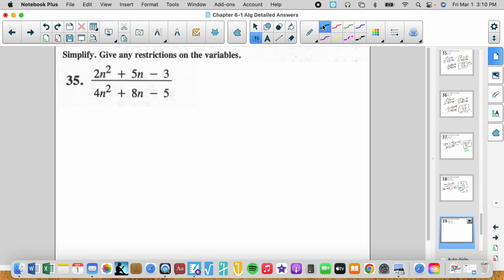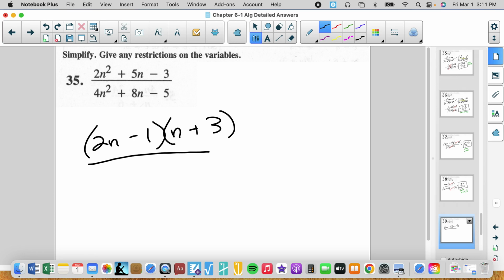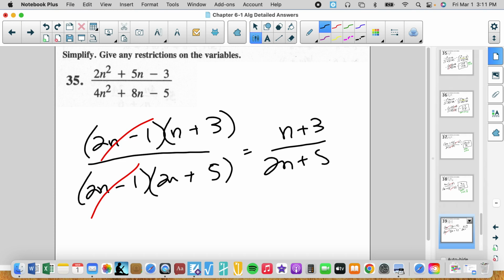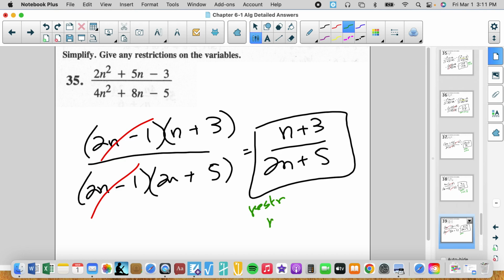Number 35, we're still going to use mental math. Well, that's 2n, 1n, 3. That's going to be positive, that's going to be minus. Signs are different. Well, we're probably going to do 2n, 2n. That's going to be 5, and that's going to be 1. Yes. That's going to be positive, that's going to be negative. 2n minus 1 cancels. We get n plus 3 over 2n plus 5, and that's my answer. My restrictions are going to be n cannot equal 1/2, got it from there, and n cannot equal negative 5/2, got that from there. So we just set it equal to 0.